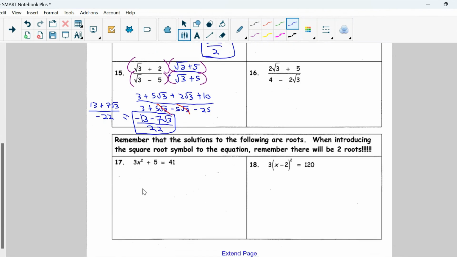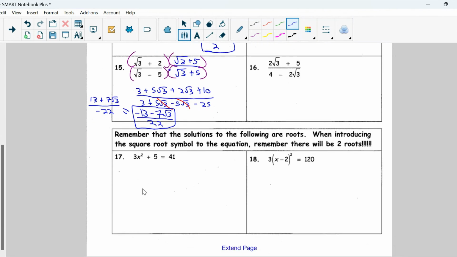All right, final example here. Remember that the solutions to the following are roots, okay? Remember when we first talked about roots, the square root symbol to the equation, remember there will always be two roots, okay? This is the key to solving any problem where you have to take the square root when you have an x squared or something like that. Okay, so let's take a look at number 17.